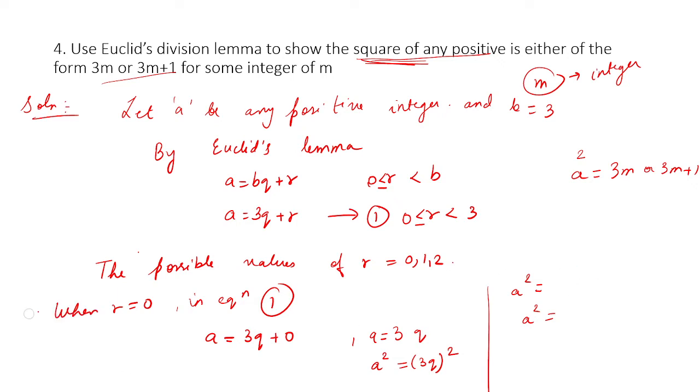We'll write this as 3q into 3q. Right now what we need is to write it in the form 3m or 3m plus 1. So you write a 3 over here. If you take 3 out, what remains is 3q square, right? I hope you're okay with this. So this is what we get. Let's just call this k, where in bracket you can write k is equal to 3q square. I'm just replacing 3q square with k. Clear with this? We'll be coming back to that.